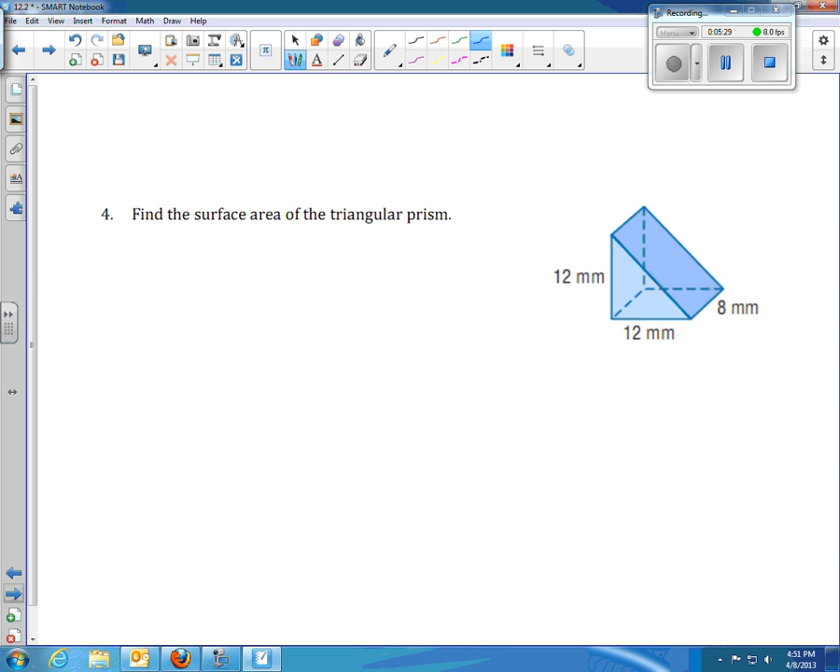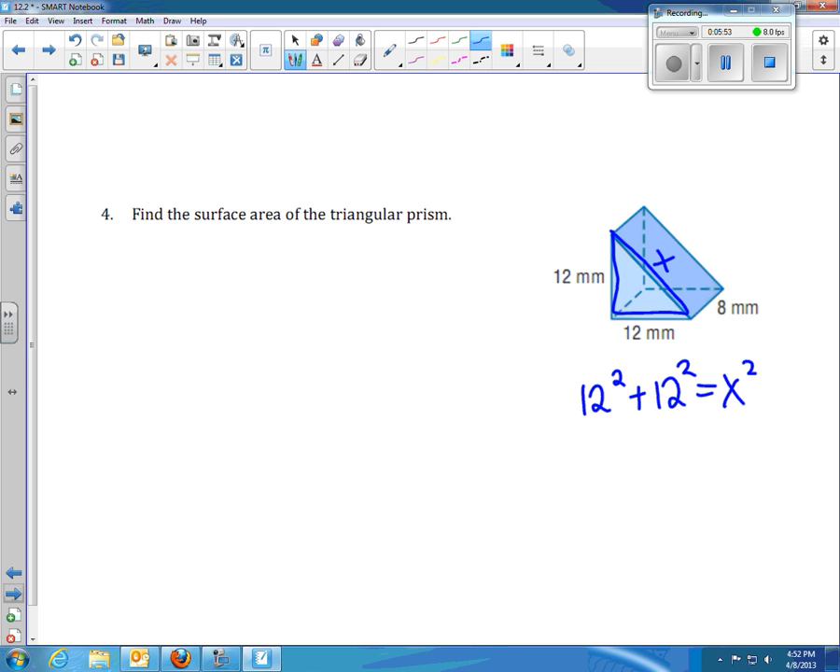All right, let's try this one with our triangular prism. Now, our triangular prism tells us that our base is going to be this triangle. And we can see right here that we're missing our hypotenuse length. And I know that we're going to need that for our lateral area. So let's go ahead and take our legs squared and set that equal to our hypotenuse squared.